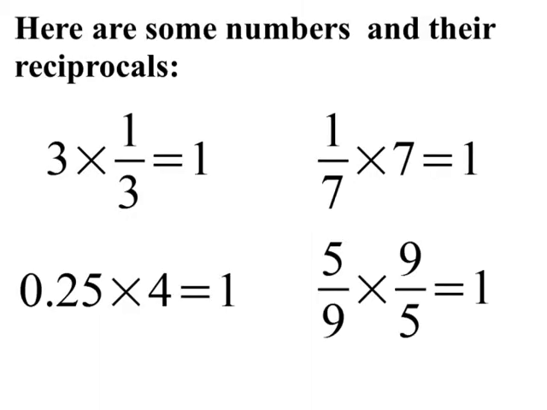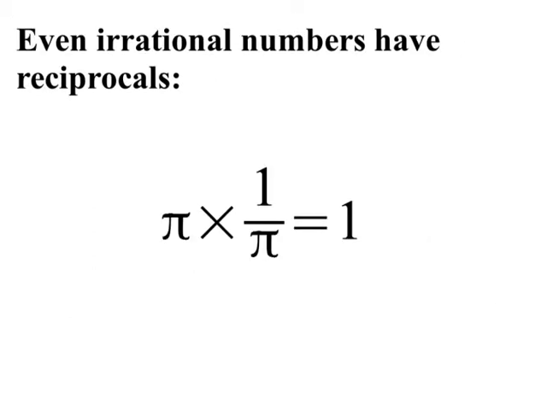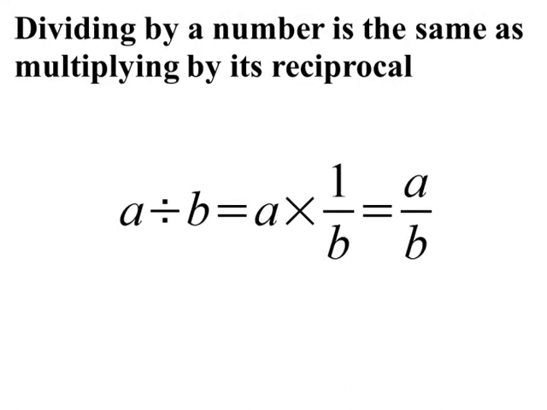So for example, 3 and 1/3 are reciprocals. 1/7 and 7 are reciprocals. 0.25 and 4 are reciprocals. 5 over 9 and 9 over 5 are reciprocals. And in each case, the product of a pair of reciprocals is 1. All non-zero real numbers have reciprocals. Even the irrational ones like pi. We will get into what we mean by real numbers in another lesson. Dividing by a number is the same as multiplying by its reciprocal.